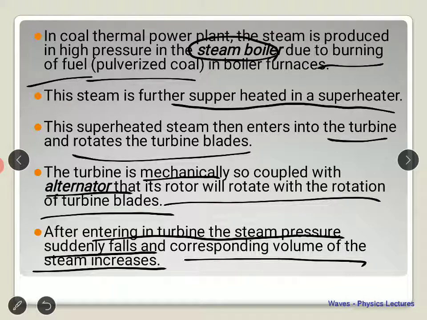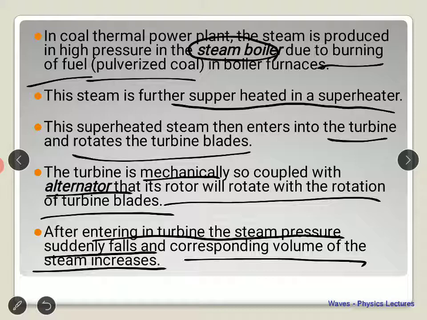After entering the turbine, the steam pressure suddenly falls and the corresponding volume of the steam increases. What does it mean? When it enters the turbine, the steam pressure suddenly falls, because the region within which the steam is compressed is less, so the steam pressure falls down. And obviously if the pressure falls, the volume that it occupies will be more.